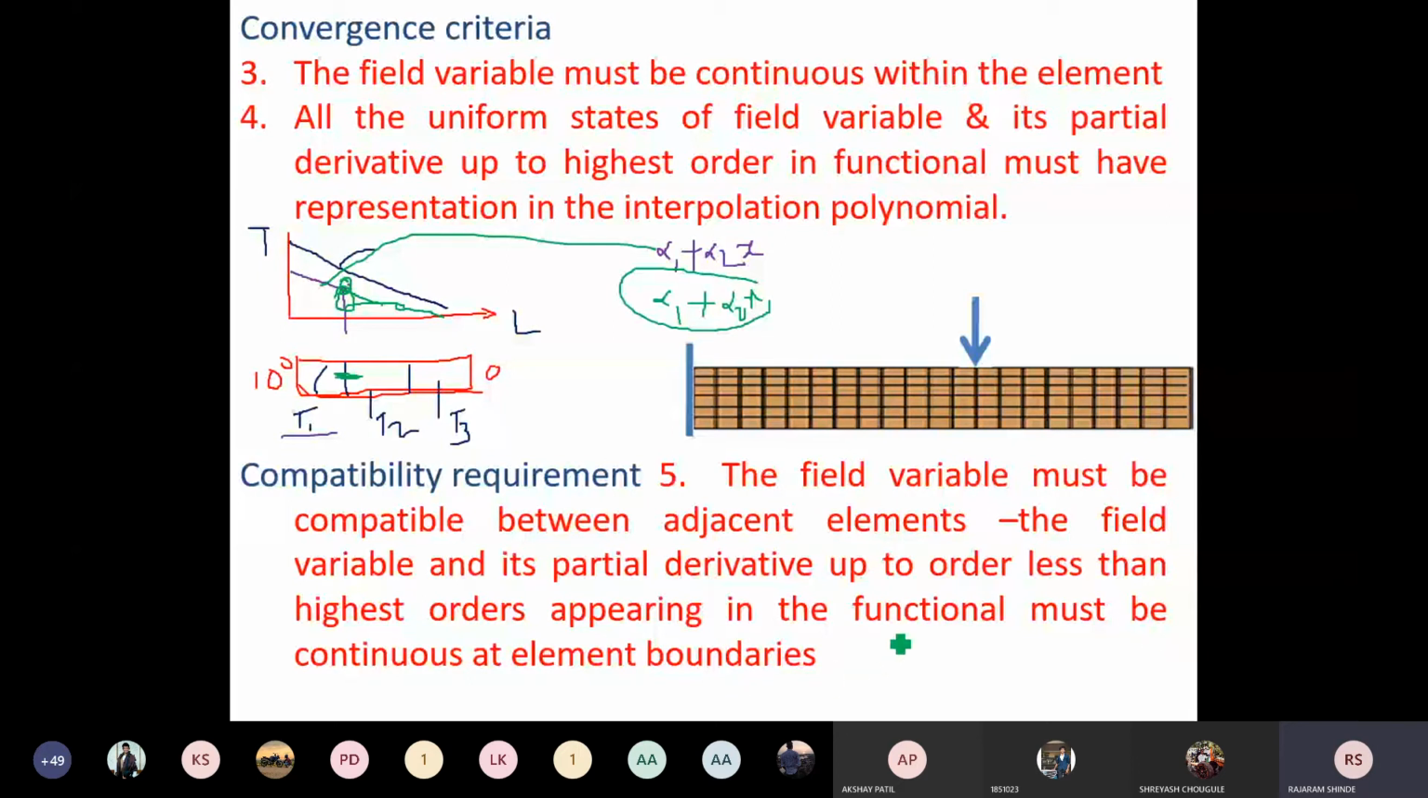If your functional is like this, d2 pi by dx square, and if your assumed polynomial has a representation in this functional, then it satisfies the convergence criteria. And if the interpolation polynomial has a representation in this derivative, then it is satisfying the convergence criteria. Do you agree with this?